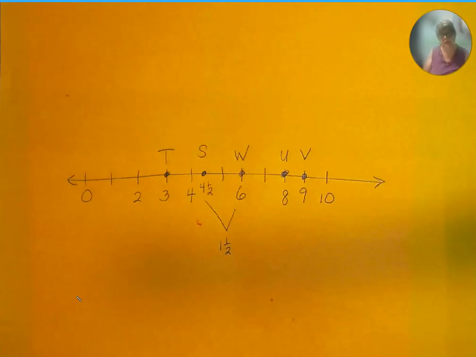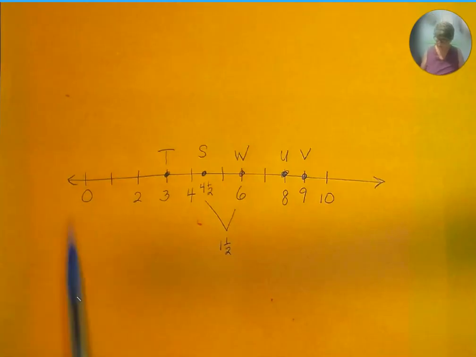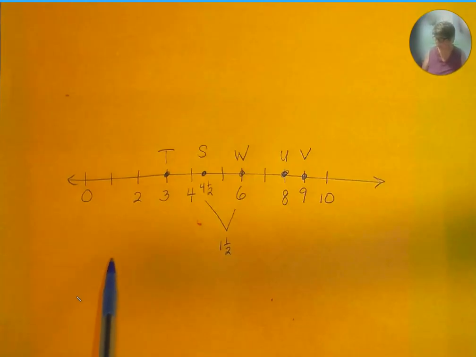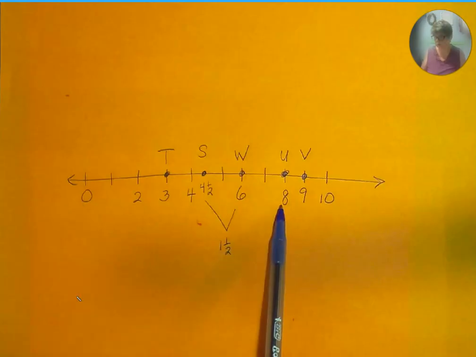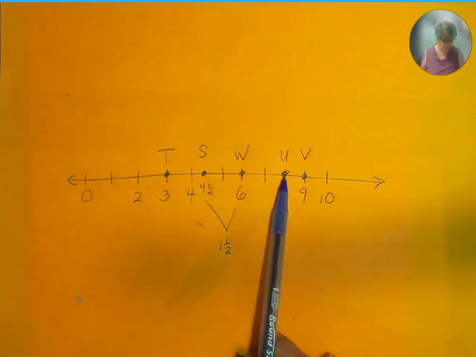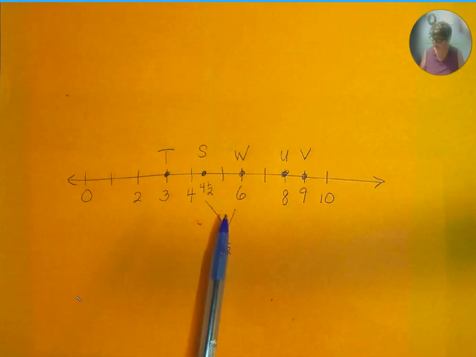What is the point closest to 0? Do you see letter T is the point closest to 0, and its coordinate is 3. How many units from 0 is point U? And you can see 8. You can also count, making sure that you're counting the tick marks. You can count up to 8. Very good. What is the distance in units between T and U?